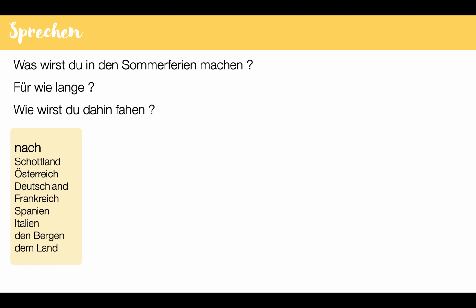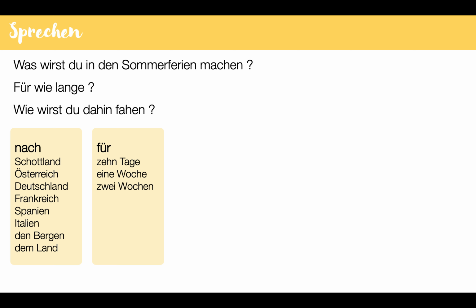Nach, which means towards. So you can use Schottland, Österreich, Deutschland, Frankreich, Spanien, Italien, but you can also use less precise things, like for instance, den Bergen, to the mountains, nach dem Land, to the countryside. Then we have für, for, 10 Tage, eine Woche, 2 Wochen. So be careful with the singular and plurals here.